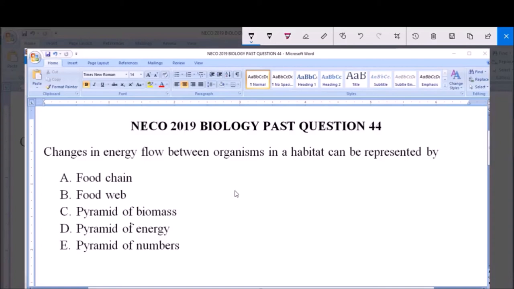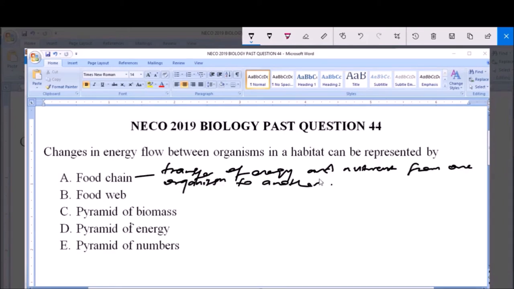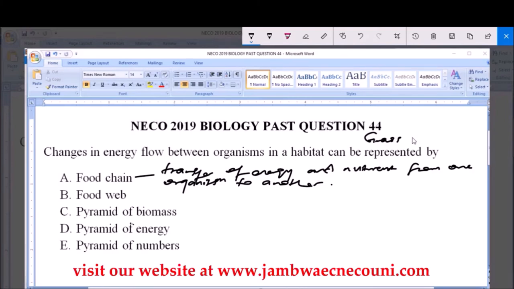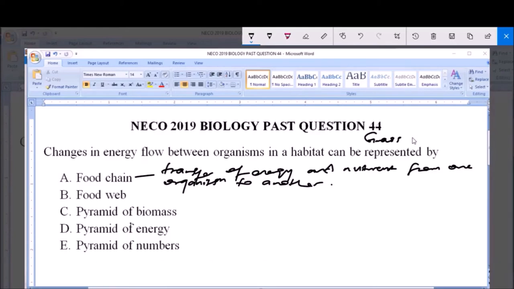Now, option A says food chain. Food chain shows the transfer of energy and nutrients from one organism to another. Take for instance, you have grass, then goats feed on this grass, and then a lion feeds on the goats. Now this is a food chain. You can see the transfer of energy and nutrients from one organism to another.